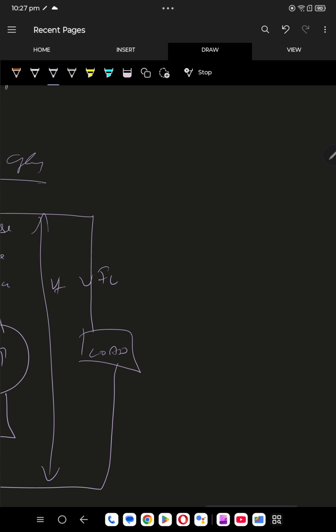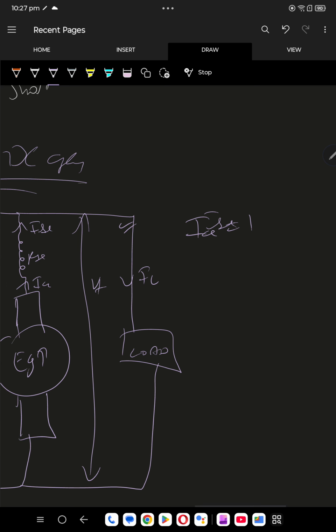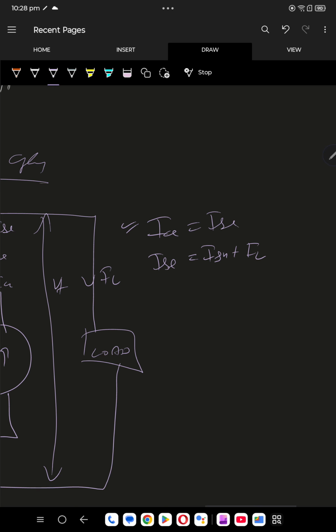IA is equal to ISC. This is one equation. And ISC is equal to ISH plus IL. ISC is basically IA here. So IA is equal to ISH plus IL. This is the current equation.